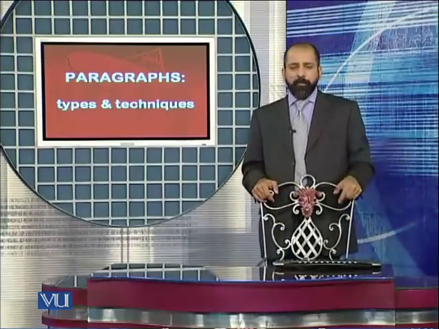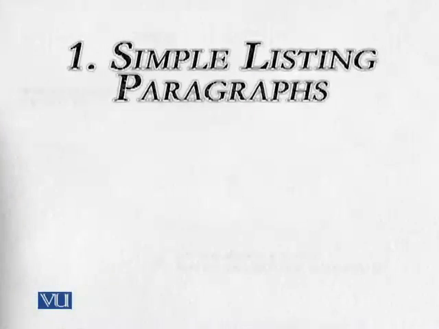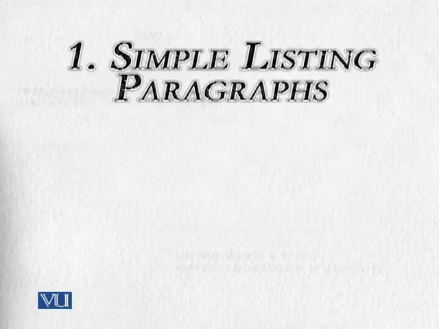Now, let's move towards the first type of paragraph, which we call a simple listing paragraph. On your screen, I am going to give you a list containing 4 or 5 items. Let's go through those items, and then you would see the same items put into sentences also. And then you would see the same sentences put into a group also.